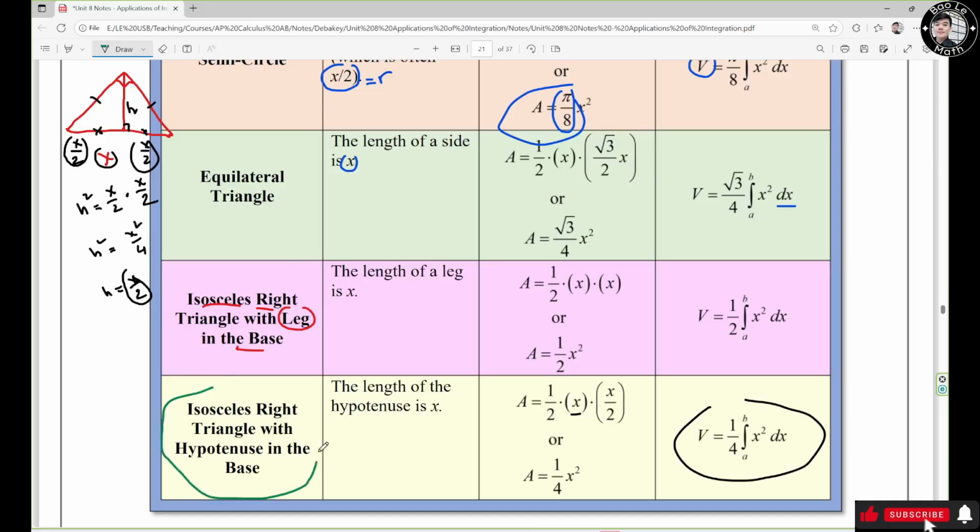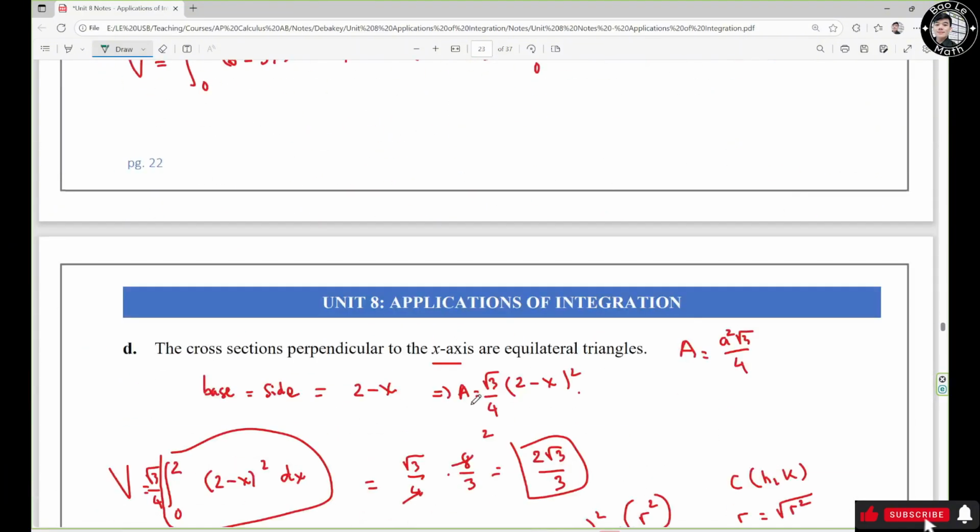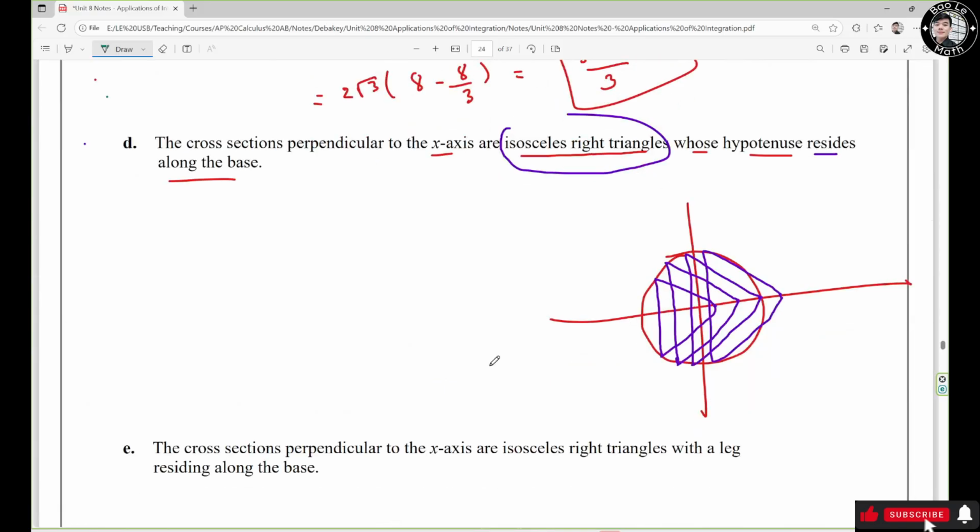Hypotenuse in the base, right? It's going to be 1/4 s squared. So the area is 1/4 times s squared, where s is the difference of the upper semicircle and the lower semicircle, right? So it could be 1/4.